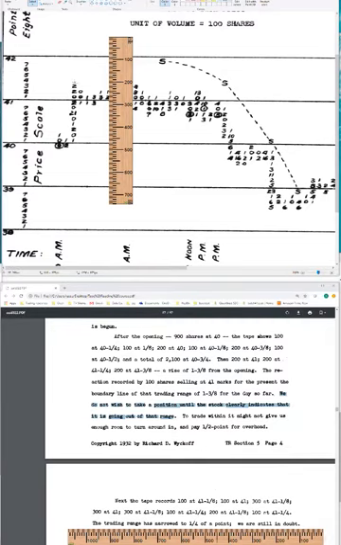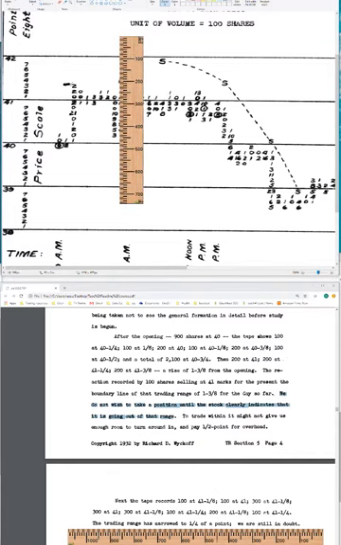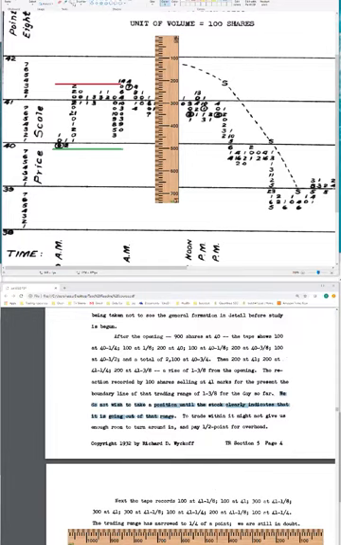Alright, so we have a rally, we have a reaction. So let's just draw some lines. Alright. So the range has narrowed to 1/4 of a point.